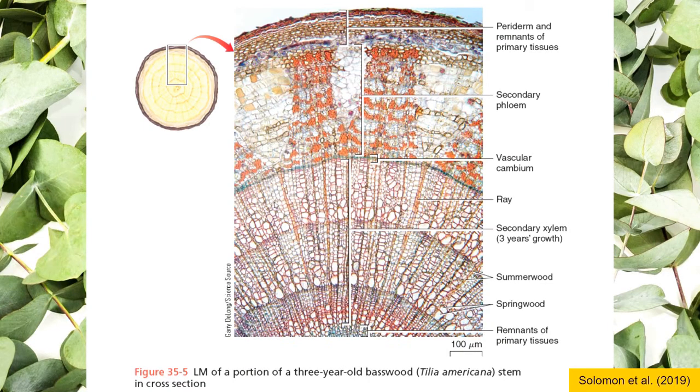This shows us a view from a light microscope of a portion of a 3-year-old basswood, with the scientific name Tilia americana, stem in cross-section. So we know that the oldest group of tissues is found in the middle of the stem, and the most recent growths are found on the outermost layers.